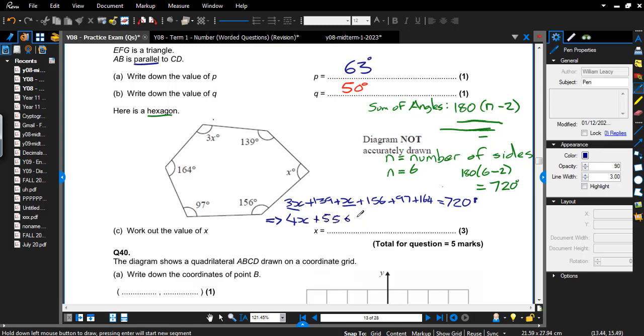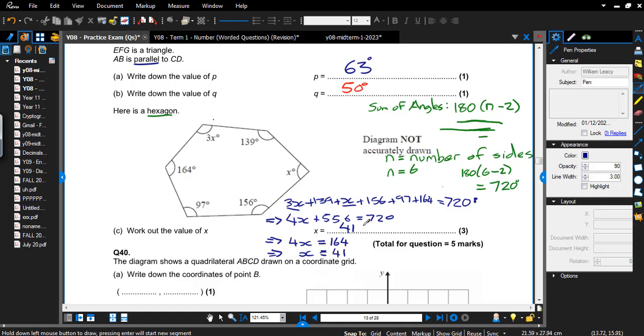4x plus 556 equals 720, right? So that implies 4x equals 720 minus 556. What you get is 164. This should be easy now. Okay, so that implies x is 164 divided by 4. 16 divided by 4 is 4. 4 divided by 4 is 1. Yeah, so we get 41. So x is 41. And that's it.